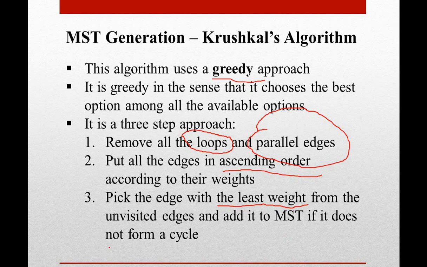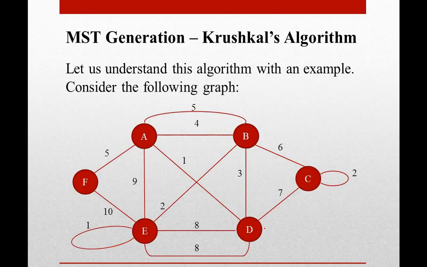We need to ensure that it does not form a cycle because we are generating a tree. What is the basic property of a tree? The basic property is that it should not contain any cycles. So we need to ensure that this particular tree does not have any cycles. So when we add an edge, we need to ensure that. So how do we ensure that? We will look at that also while going through this presentation.